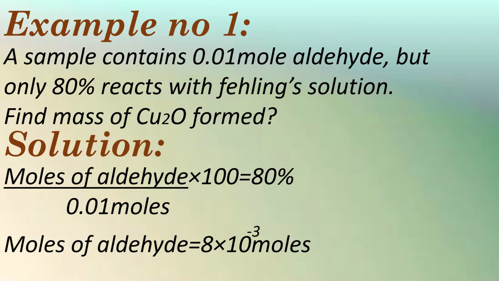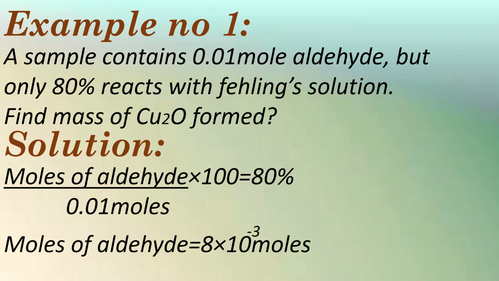Example number 1. A sample contains 0.01 mole aldehyde, but only 80% reacts with Fehling solution. Find mass of copper 1 oxide formed. In this example, moles of aldehyde are given and only 80% reacts with Fehling solution. We have to find the mass of copper 1 oxide formed.